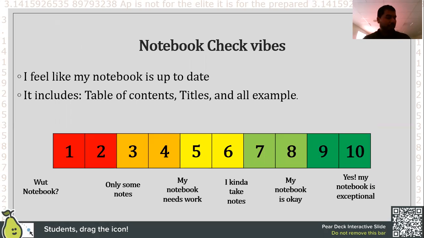I want you to really reflect on this slide and think about, hey, am I ready for a notebook check? So some of us are like, yeah, my notebook is exceptional, or one and two being like, oh snap, we're supposed to have a notebook in this class, but yeah, okay, awesome.